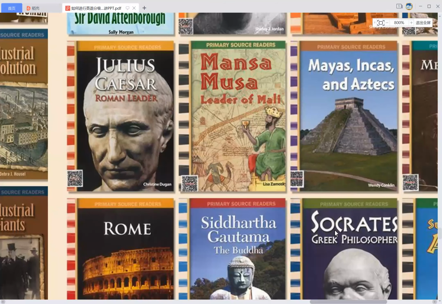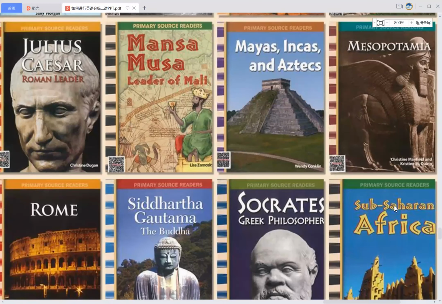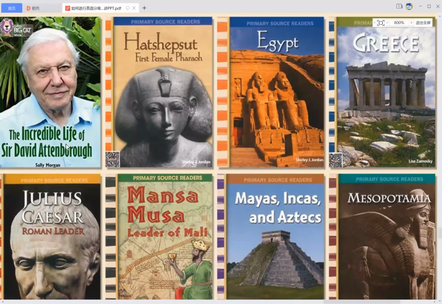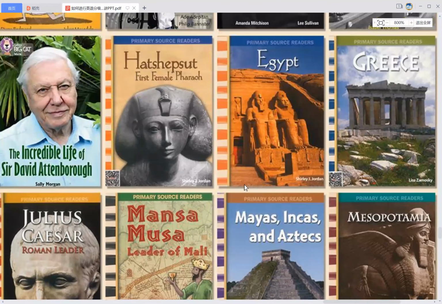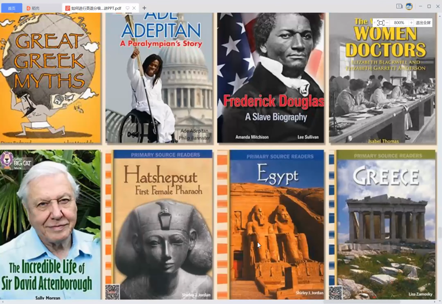It's about civilizations and cultures. For example, Rome, Socrates, sub-Saharan Africans, Mesopotamia, Maya, Inca, and Aztec, Mansa Musa, also Egypt. Incredible life of Sir David Attenborough. I like his documentaries very much. Greece, great Greek myths, etc. So this is about civilizations all around the world.